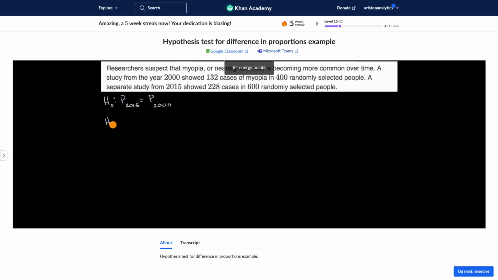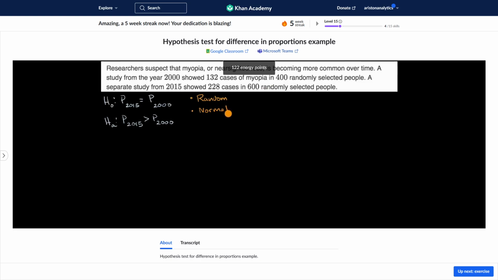And then our alternative hypothesis, remember, they suspect that it's becoming more common over time. So that would be a situation in this inference. And we've done this many times before. You have your random condition, and it looks like we meet that because in both of the samples, we have 400 randomly selected people, so that looks good. Then you have your normal condition.